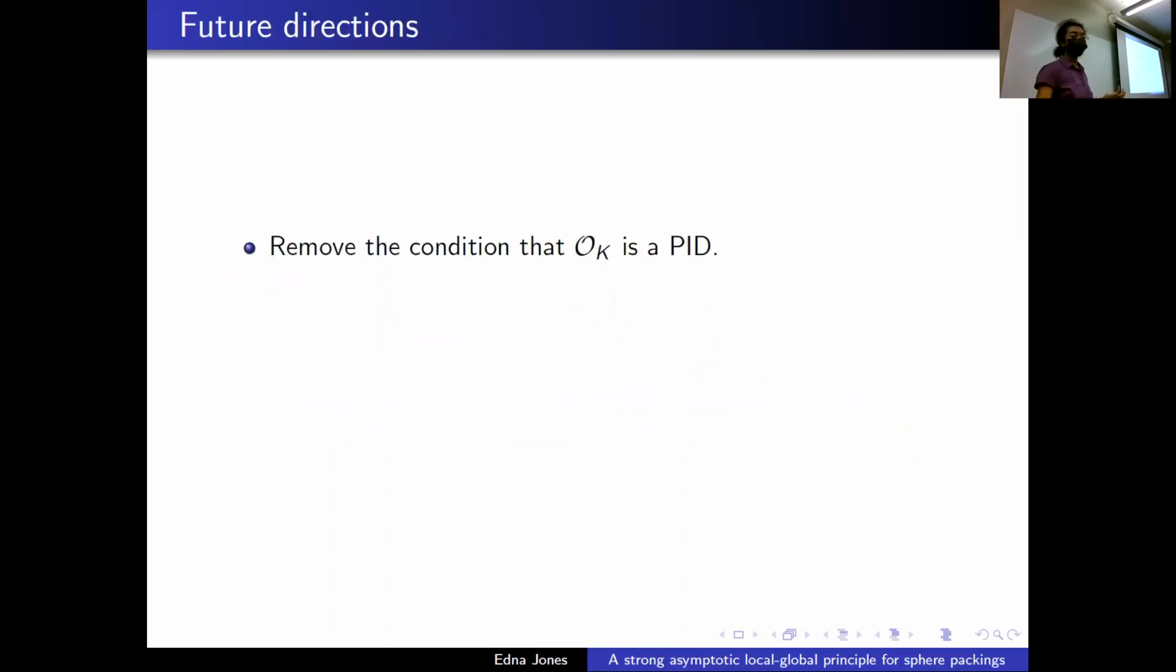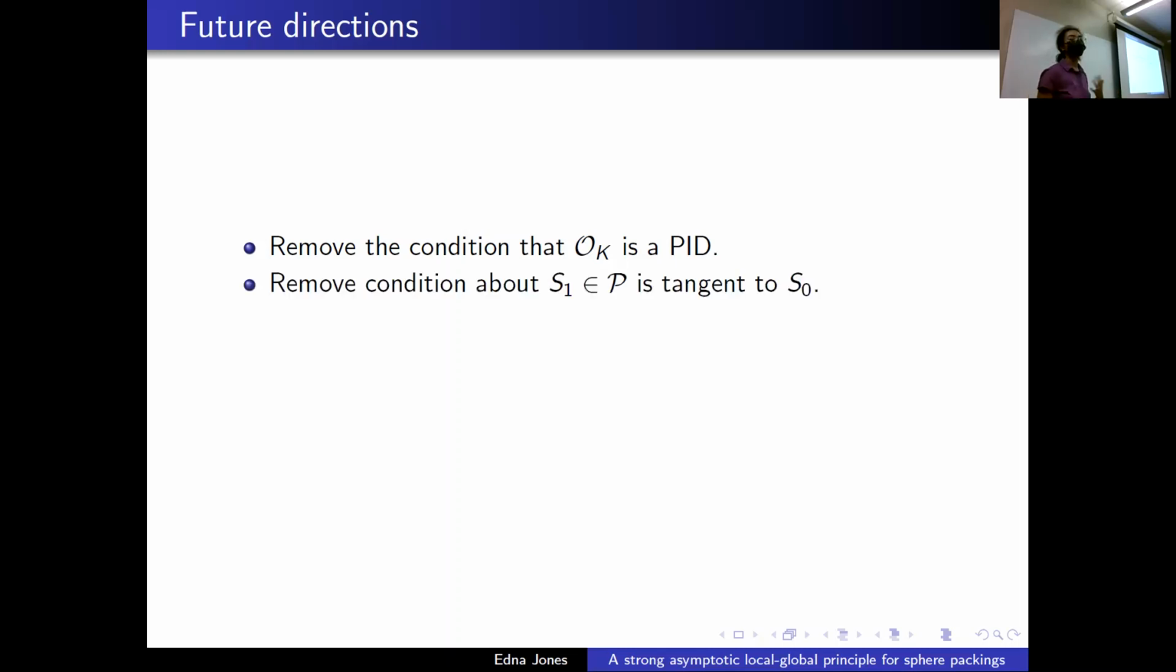So, some future directions. Remove the condition that our ring of integers is a principal ideal domain. Again, this is more of a technical detail and shouldn't actually be a real difficulty. It's just a lot more challenging to do the calculations if it's not a PID.